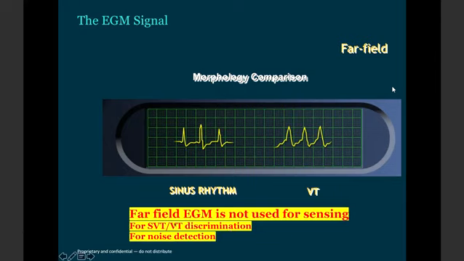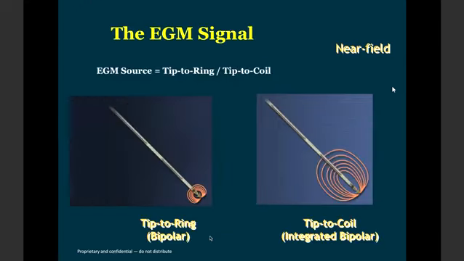I can hear. Fine. So the far field EGM is not used for the purpose of sensing. I want to underline the fact that the far field EGM is not meant for sensing. It is only for this kind of discrimination. It is used to discriminate between SVT and VT, and also for noise detection, about which we will come to when we see a case of noise related problems. So I hope you are clear about the near field and far field.